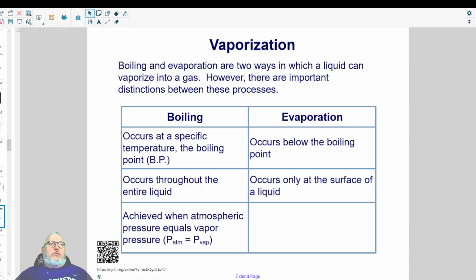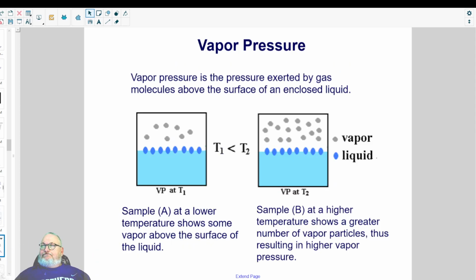The next one is vaporization, or vapor pressure. Boiling and evaporation are two ways in which a liquid will vaporize into a gas. There's some distinction between these two processes. Boiling occurs at a specific temperature, which we call the boiling point. It will occur throughout the entire liquid, and it is achieved when atmospheric pressure equals the vapor pressure of the liquid. Evaporation will occur below the boiling point, and it will only occur at the surface of the liquid.